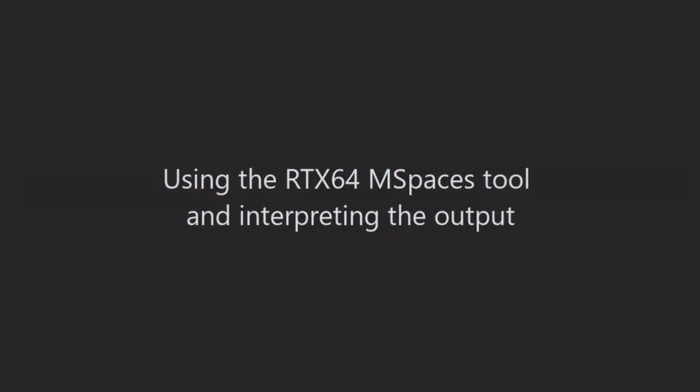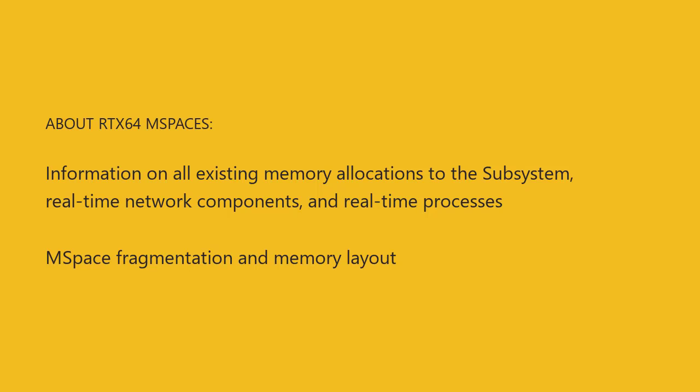The RTX64 MSpaces tool was introduced in RTX64 4.0. It's a command line tool that shows information on all existing memory allocations for the subsystem, networking components, and each real-time process. It also provides helpful information on MSpace fragmentation and memory layout.